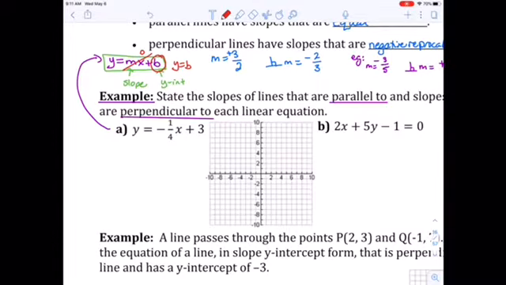Let's look at this equation down here. This equation is in slope y-intercept form. This is in y equals mx plus b form.